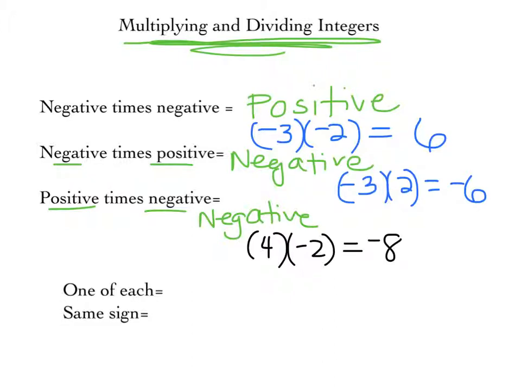Okay, so just in general, a little quick trick for this is when you have one of each, it's always going to be negative. And again, only for timesing and dividing. And if it's the same sign, it's going to be positive.